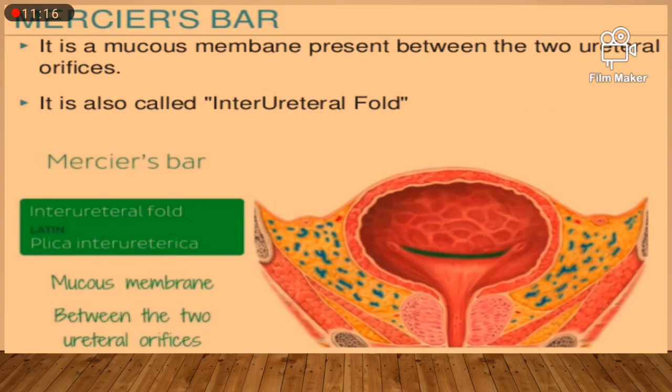Now Mercier's bar. Here you can see a green color bar extending from one ureteric orifice to the other ureteric orifice. So that is called the plica interureterica. Plica means a permanent mucous fold, and interureterica means between the two ureters. So this is the plica interureterica, a permanent mucous fold between the two ureteric orifices.